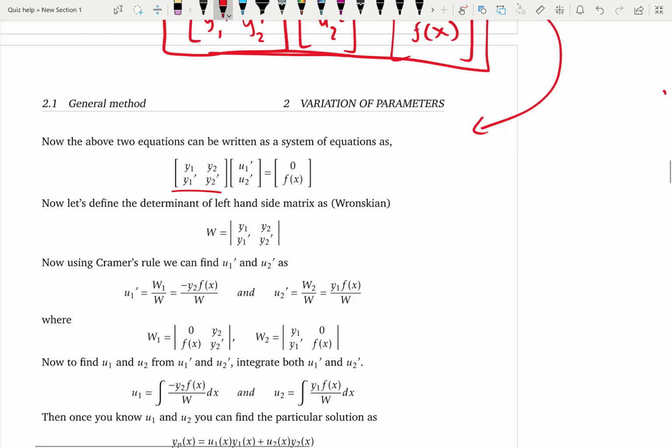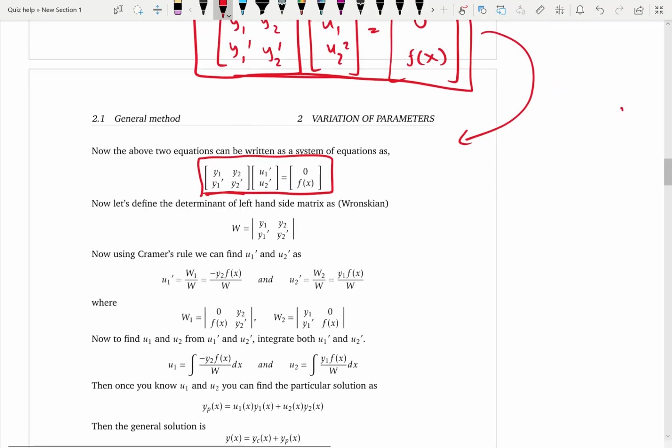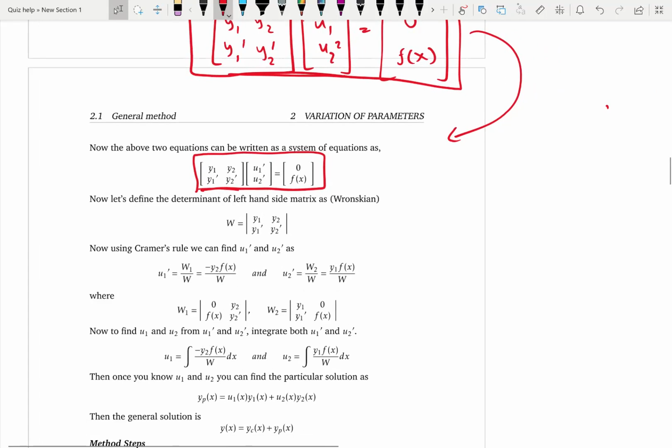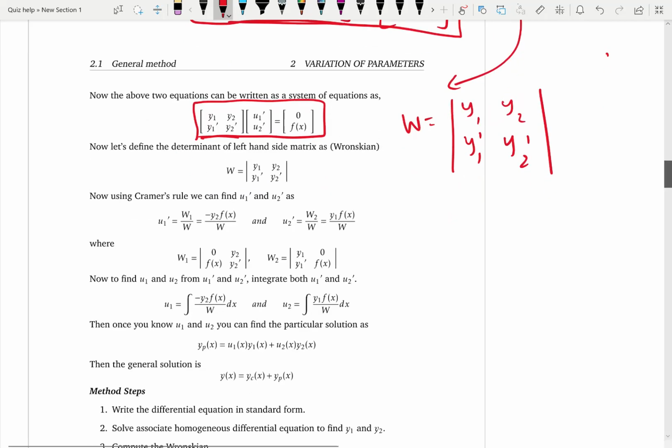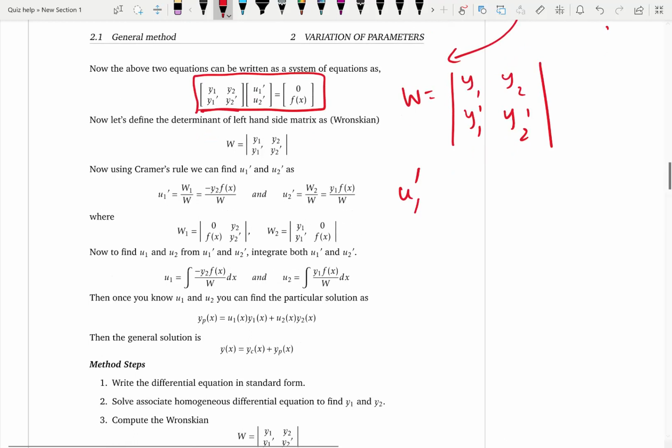So this system, you have to solve for u1 prime and u2 prime. That is what we are going to do, and to do that, we use Cramer's rule. Let's assume W is the determinant, the Wronskian, of this coefficient matrix on the left hand side. By Cramer's rule, we can find u1 prime, what you have here, by the formula W1 over W.